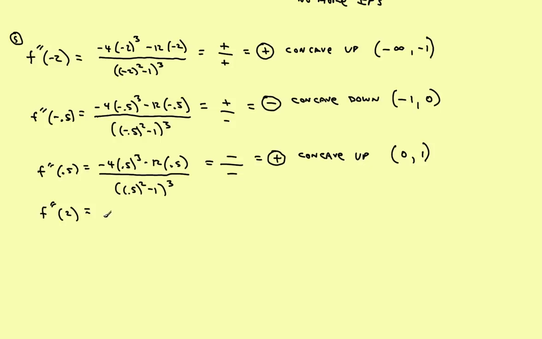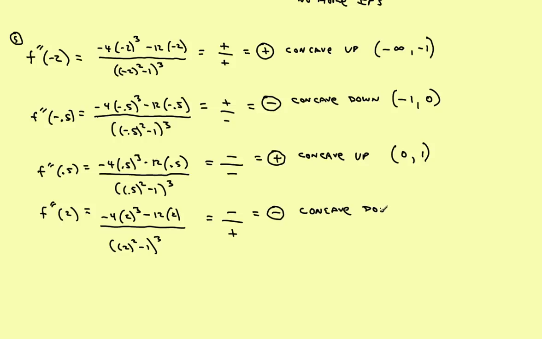And then finally in the last interval, plug in a 2. So -4 divided by 2 cubed minus 12 times 2, divided by 2 squared minus 1, the whole thing cubed. And when you put this on your calculator, you'll come out with a negative divided by a positive, which gives you a negative, which tells you that it's concave down. So it's going to be concave down in this last interval, in the interval from 1 all the way out to positive infinity.